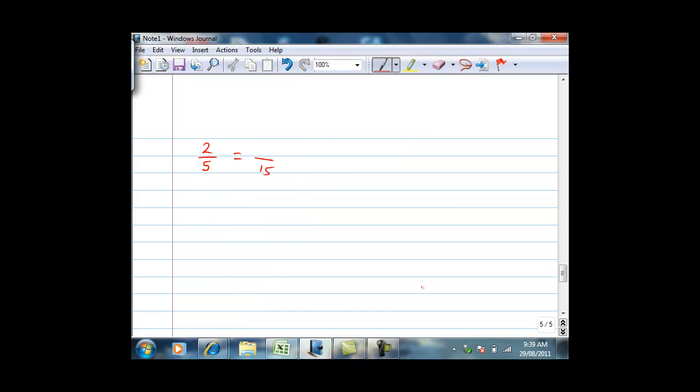In this example, I will convert 2/5 to an equivalent fraction with a denominator of 15. So all you need to do is see how many times did I multiply 5 to get 15. The answer is 3. So if you have multiplied the denominator by 3, you must multiply the numerator by 3 as well. So 3 times 2 is 6. So 2/5 and 6/15 are equivalent fractions.